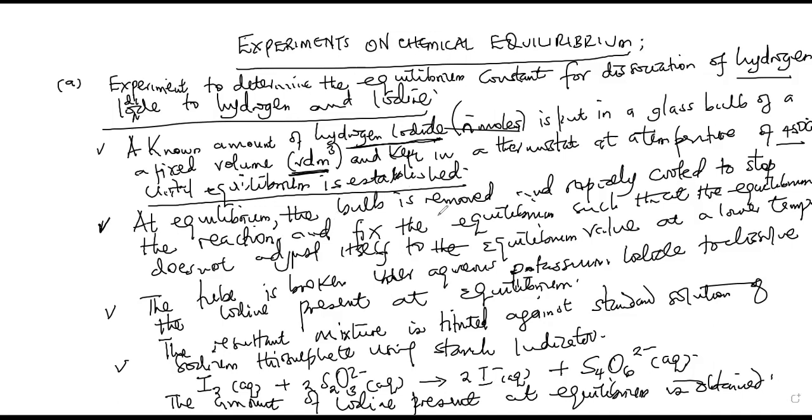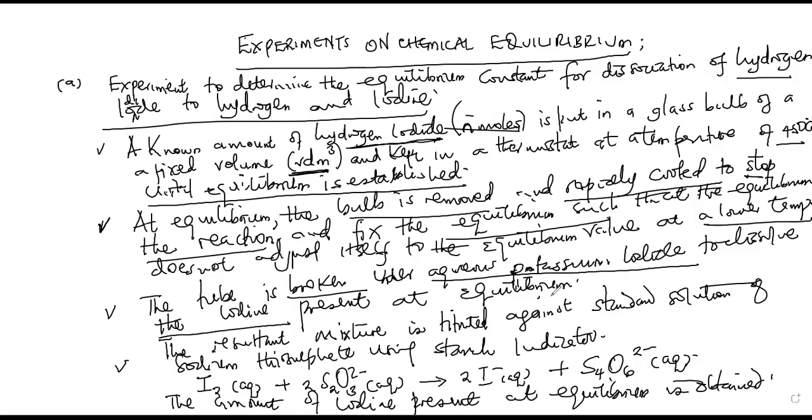So first remove the bulb at equilibrium and cool it. Why? To stop the reaction, and also to fix the equilibrium so that it does not adjust itself to the value at a lower temperature. Then after that, we break the tube under aqueous potassium iodide, to dissolve the iodine that is present at equilibrium. So at equilibrium, we've gotten some iodine, which we titrate.